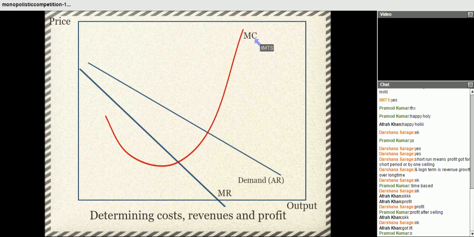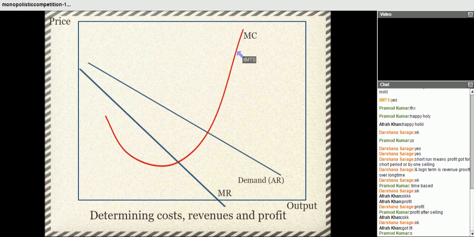Now next is marginal cost. Now marginal cost means this red curve. It means addition to the total cost due to manufacture of one extra unit. Okay, that is marginal cost, and that has also been explained with the help of the graph.